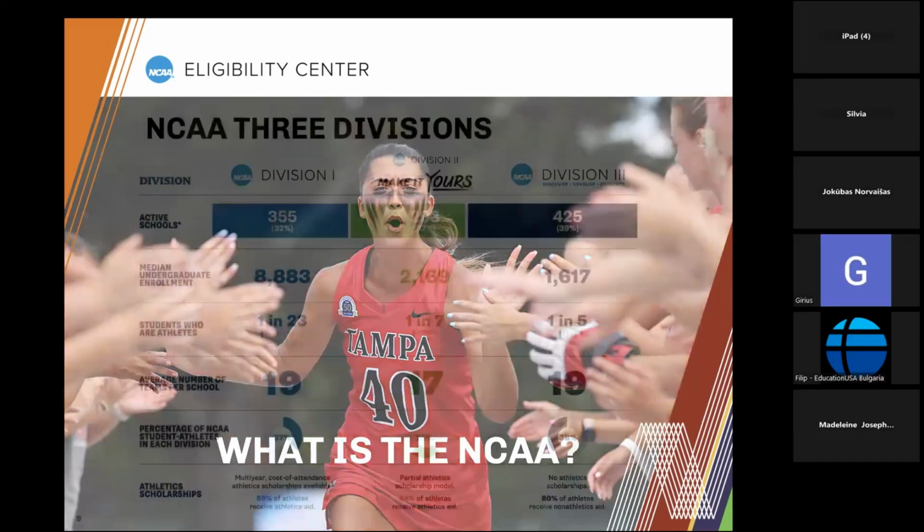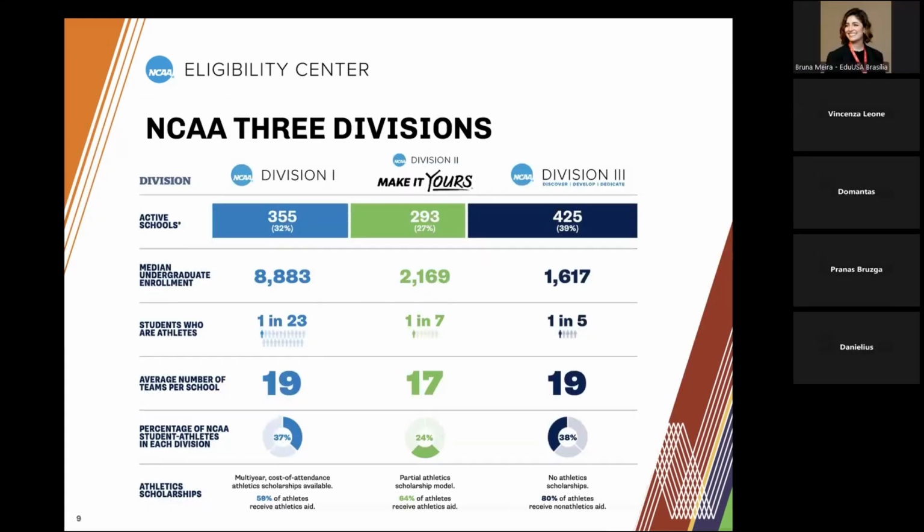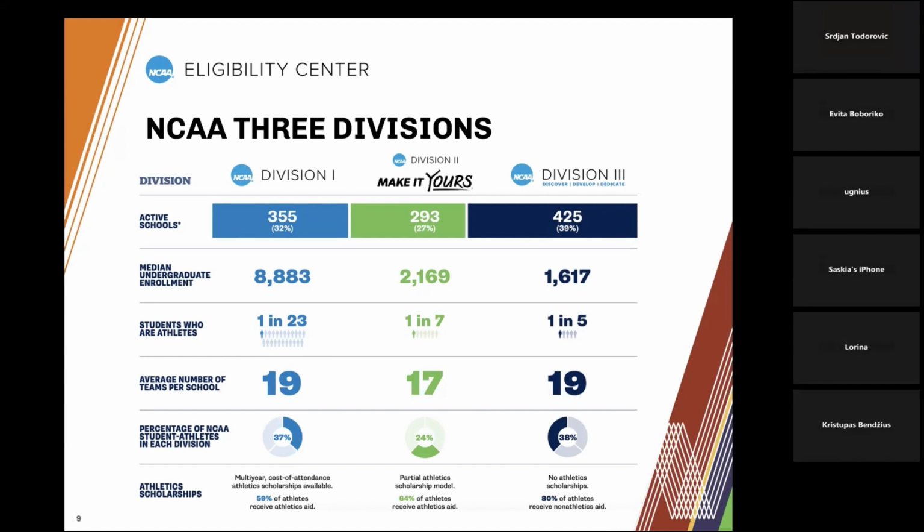So let's talk a little bit more about what the NCAA is. Over 1,100 colleges and universities make up the NCAA, our association, across three divisions. And so this helps you understand a little bit more about the difference in the three divisions.